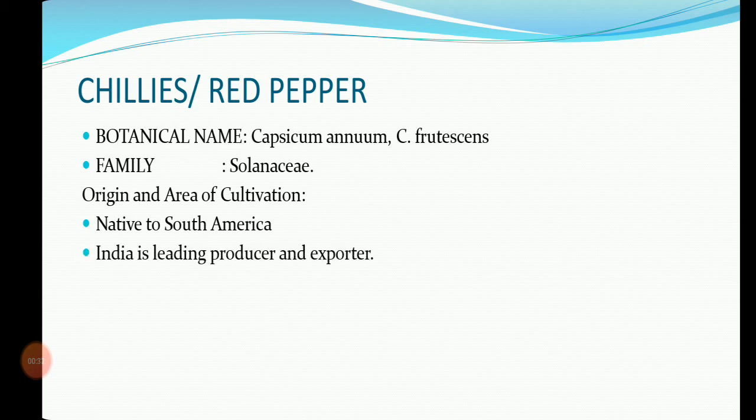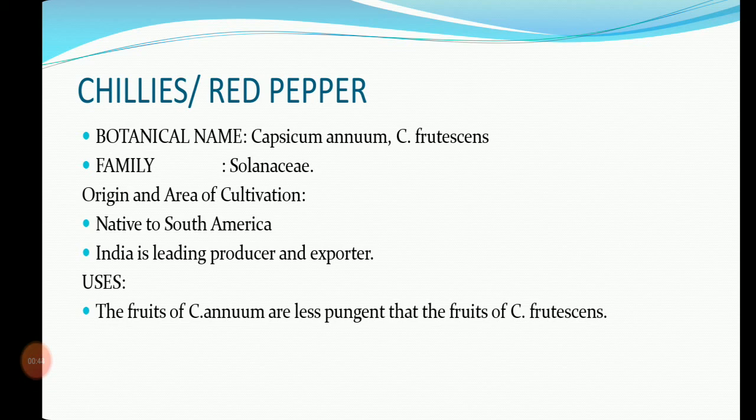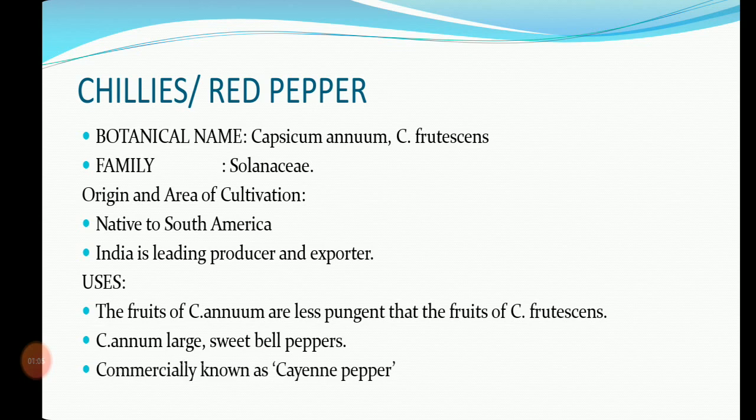India is a leading producer and exporter of chilies; they are cultivated widely in India and exported to other countries. The fruits of Capsicum annuum are less pungent than those of Capsicum frutescens. Capsicum annuum includes large sweet bell peppers and is commercially called cayenne pepper. This may be asked as a question.